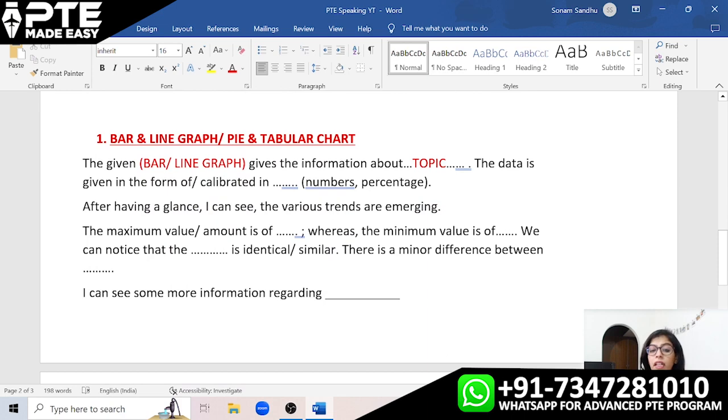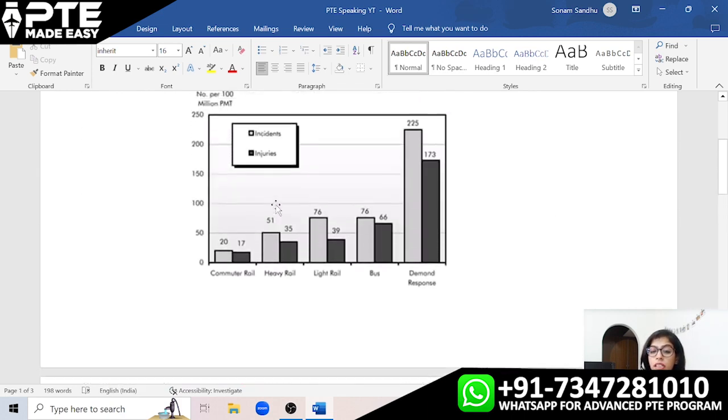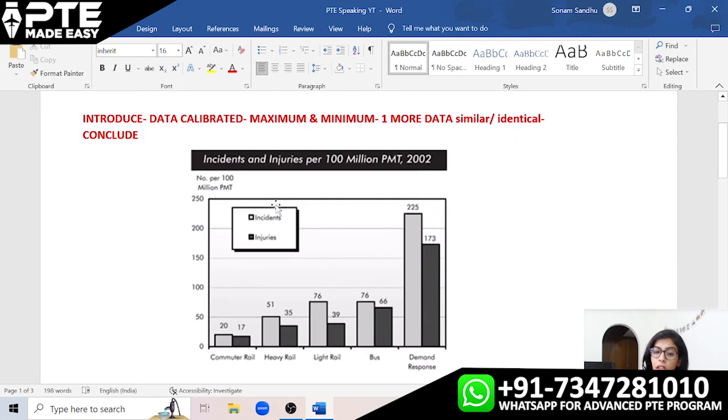The data given is calibrated in what? The data given is calibrated in numbers, numbers per 100 million PMT.